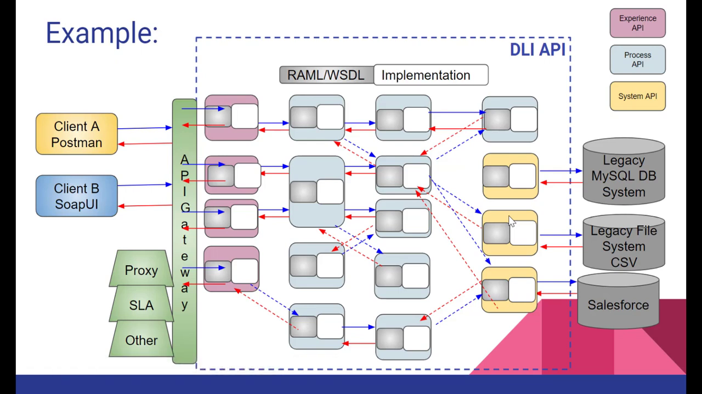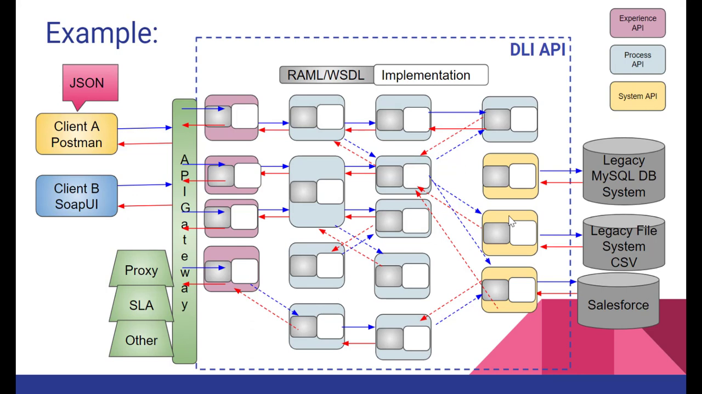So this is some future scope we have seen here. Suppose in future some Salesforce application is introduced by the organization. In that case, the existing process API will fetch the information from Salesforce using a new system API, right?